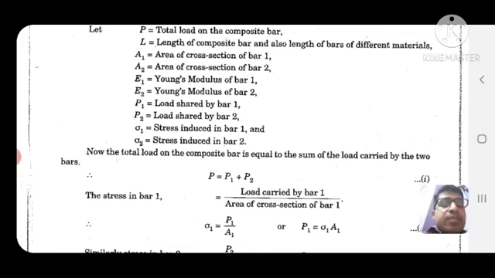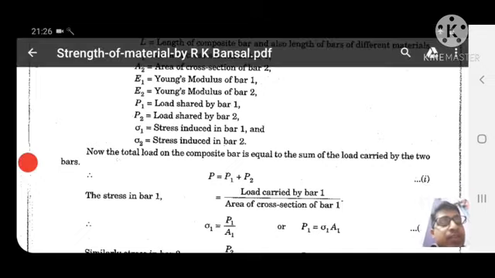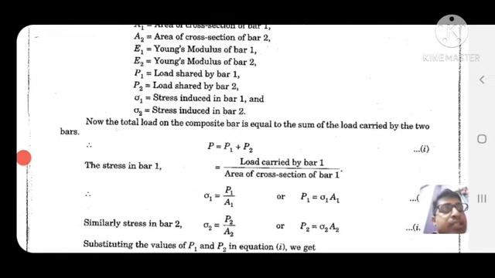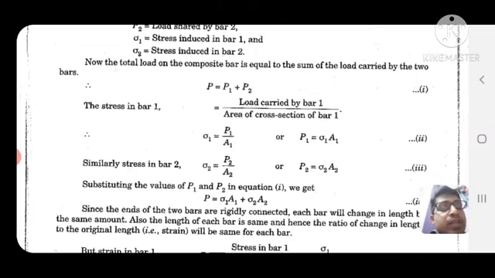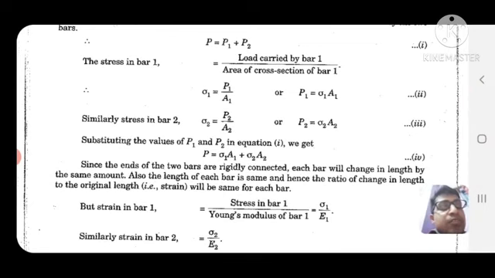The stress in bar 1 is the load carried by bar 1 divided by area of cross section of bar 1. Sigma 1 is equal to P1 by A1. So P1 is equal to sigma 1 A1. Similarly, stress in bar 2, sigma 2 is equal to P2 by A2. P2 is equal to sigma 2 A2. Substituting the values of P1 and P2 in the equation, we get P is equal to sigma 1 A1 plus sigma 2 A2.